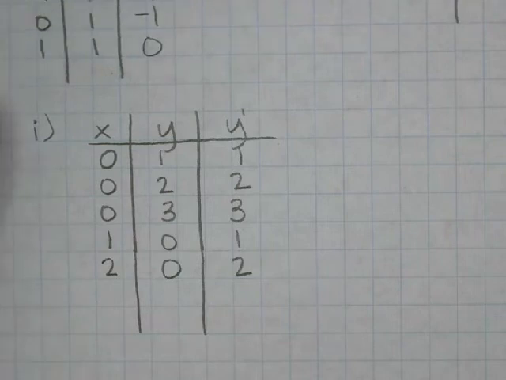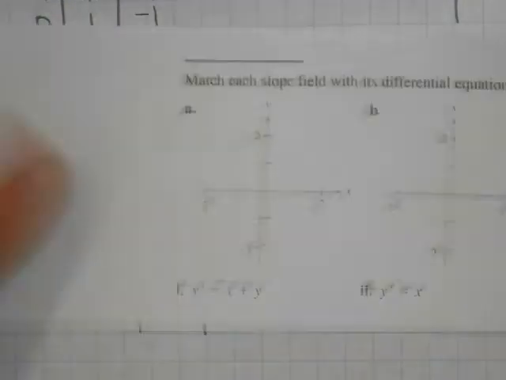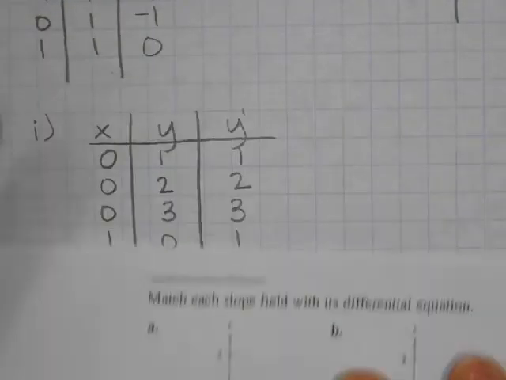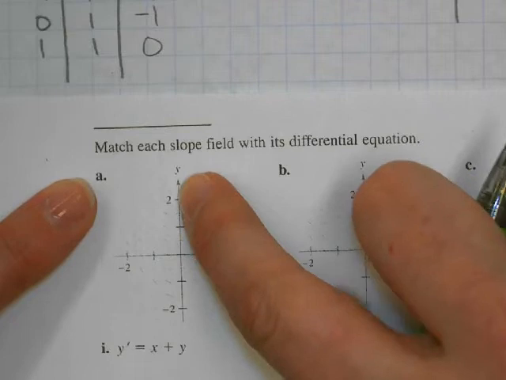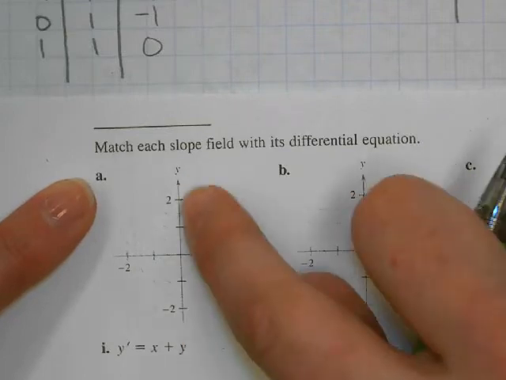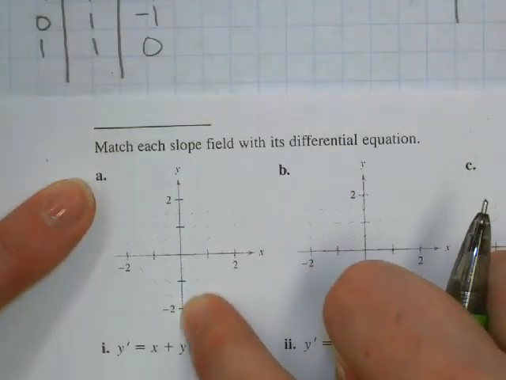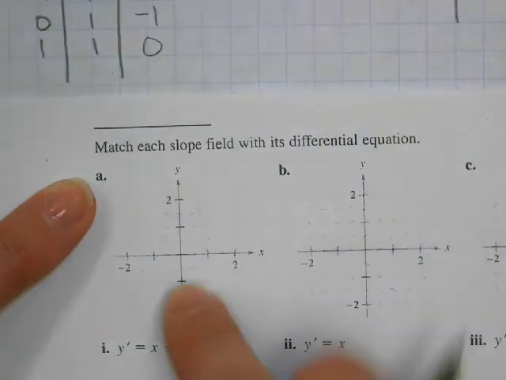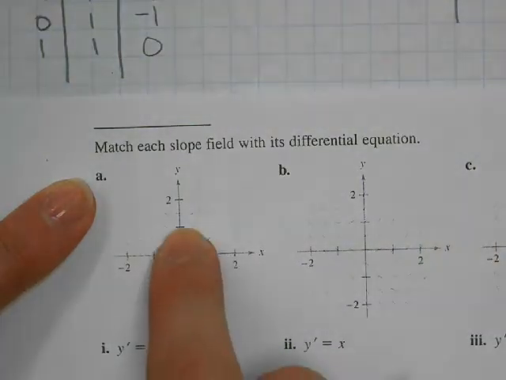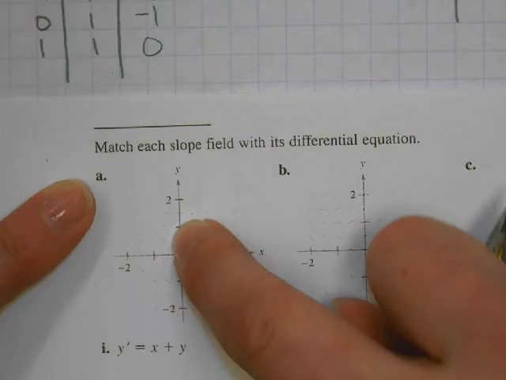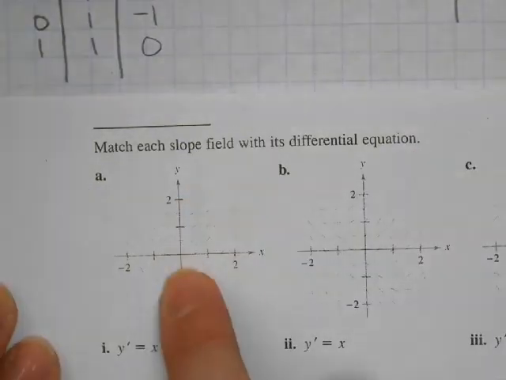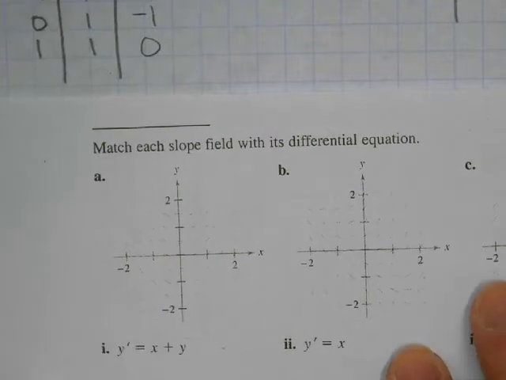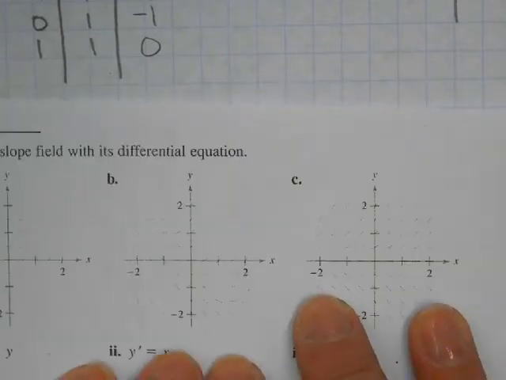And so that's what I look for when I look at these slope fields. When the x value is 0, so that's the y-axis, all these slopes along the y-axis should be different. So number 1 should be kind of slanted, number 2 should be even more slanted. So that definitely does not match with A. But if you look at B, you can see that it does that.